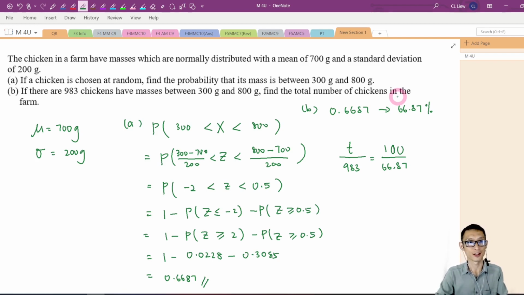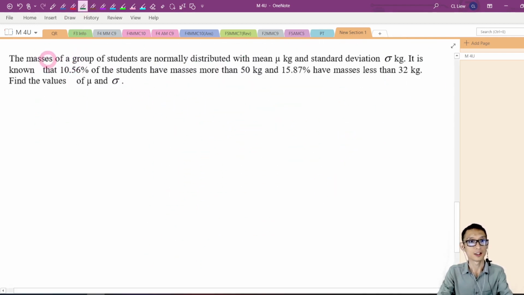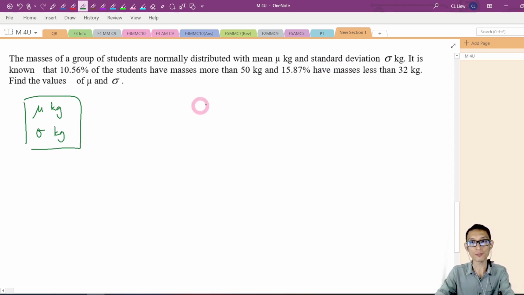Okay, so let's try one more question. The masses of a group of students are normally distributed with a mean. This time the mean is not given to us. I don't know the mean. The mean is mu kilogram, and the standard deviation is sigma kilogram. It is known that 10.56% of the students have masses more than 50 kilogram. So this is 10.56%.